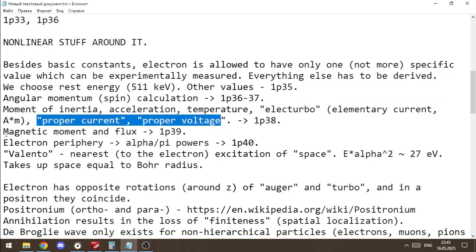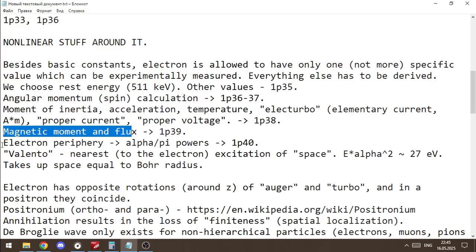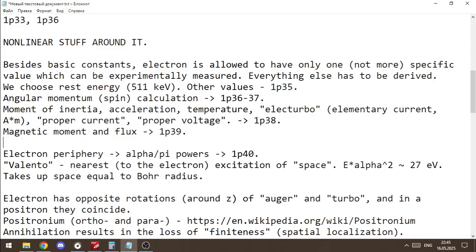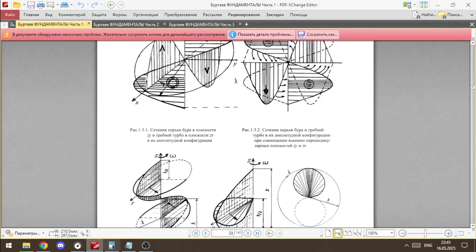I'll show it to you in a moment. Magnetic moment, magnetic flux. Okay, and we'll talk about this slightly later. So that's 35 up to 39. Let's go and look at it.